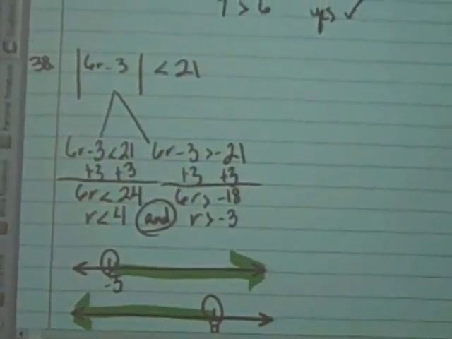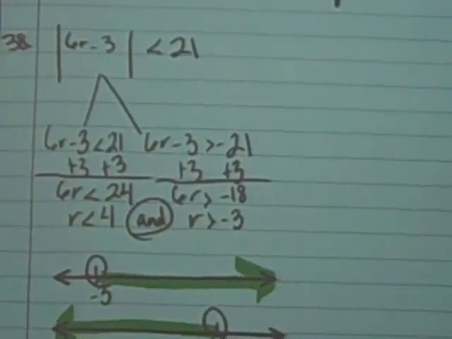38 reads |6r - 3| < 21. Same thing, the absolute value inequality can be solved by rewriting it as a compound inequality. Again, we want to break our absolute value inequality into two inequalities using the word and this time because we have a less than symbol. So we get 6r - 3 is less than 21, and 6r - 3 is greater than -21. We get the other inequality by changing the less than symbol into a greater than symbol, and also by changing that 21 into a negative 21.